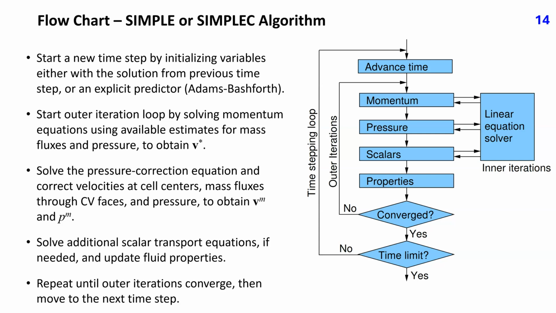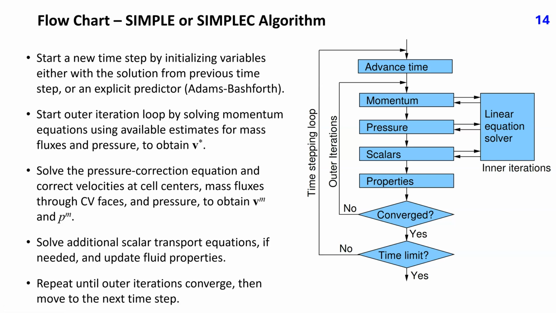The figure on the right shows the flow chart of SIMPLE-like methods. We start a new time step by initializing variables either with the solution from the previous time step or with an explicit predictor, one of the Adams-Bashforth schemes. We then start the outer iteration loop by solving momentum equations using available estimates of mass fluxes and pressure to obtain V star.